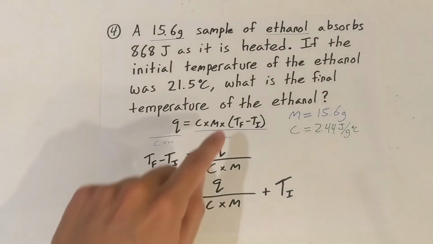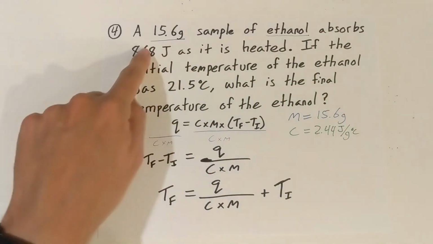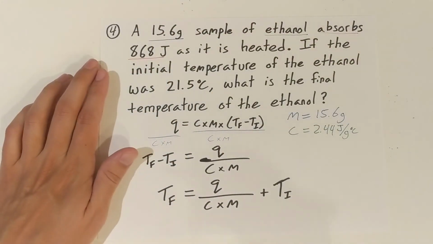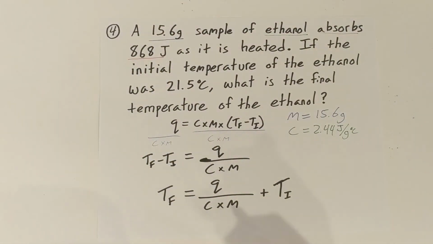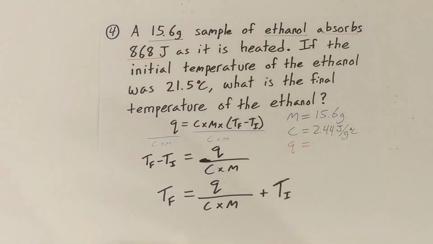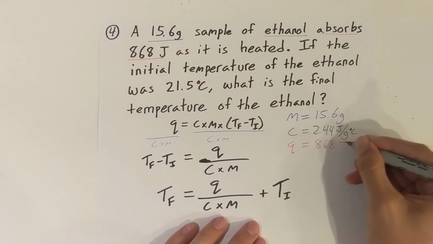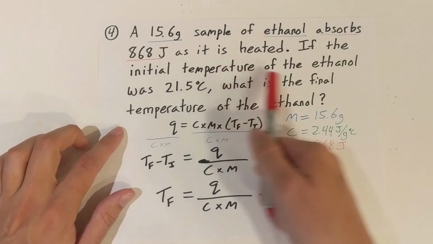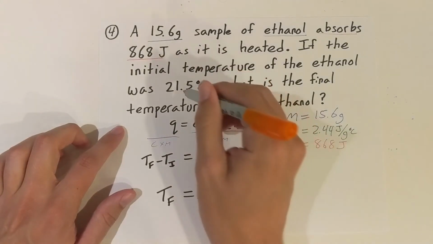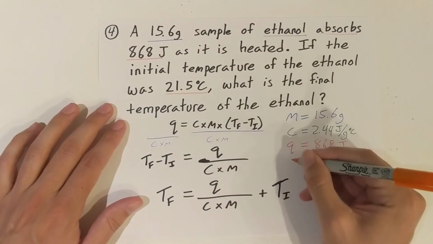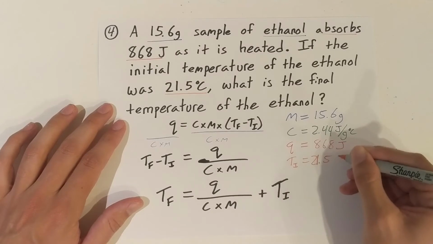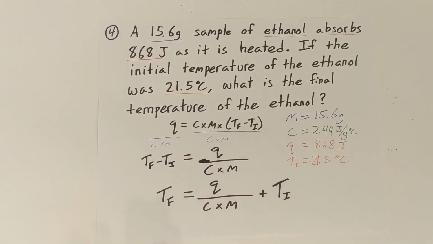And then we could say it absorbs 868 joules. Absorbs is a key word there. Think now, if something's absorbing heat, is it going to be positive or negative? If it absorbs, it's going to be getting warmer. It'll be positive, 868 joules. If the initial temperature of the ethanol was 21.5 degrees Celsius, so that is what our T initial is going to be. Throw everything in there.